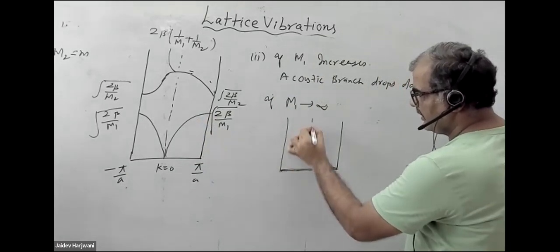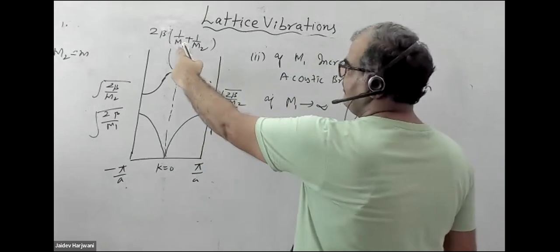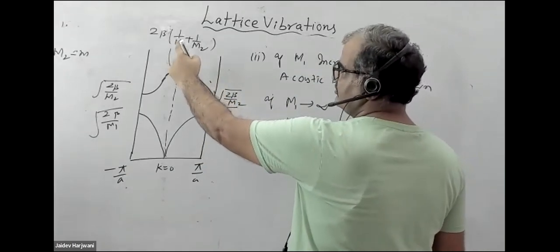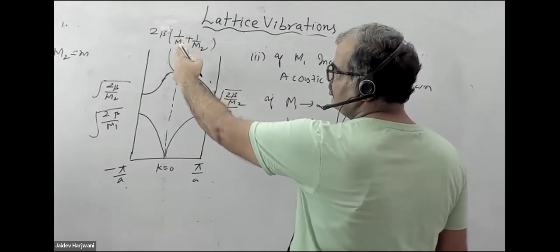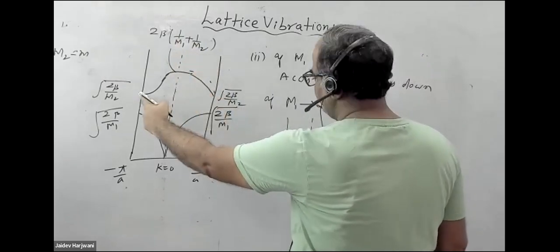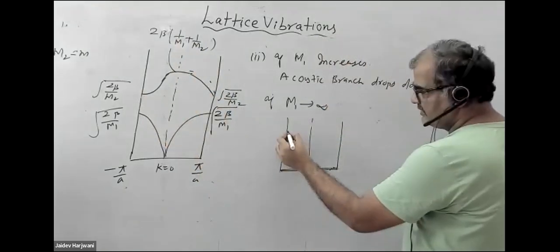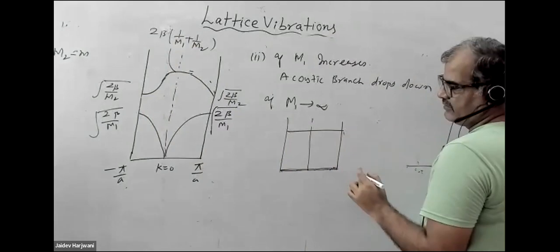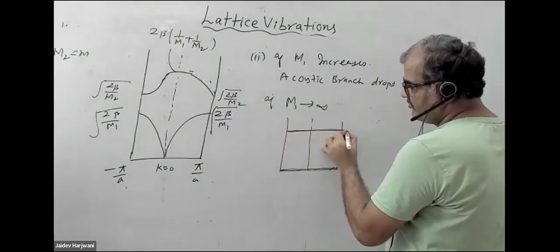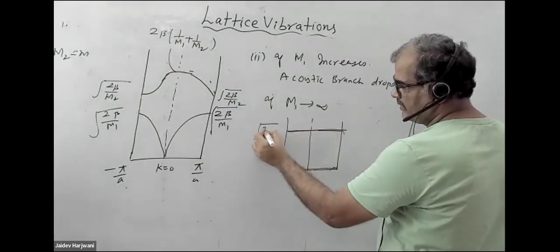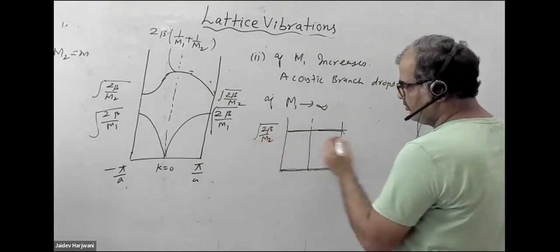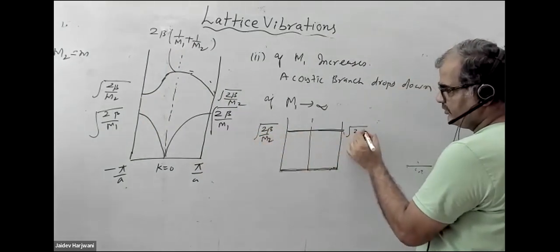Okay, and what will happen to this one? If m1 is infinite, this term is 0, so this again comes to 2 beta upon m2. So here the boundaries are 2 beta upon m2. That means this will become flat. Okay, now you have a single frequency only, this 2 beta upon m2. I hope what I'm saying is clear to you.